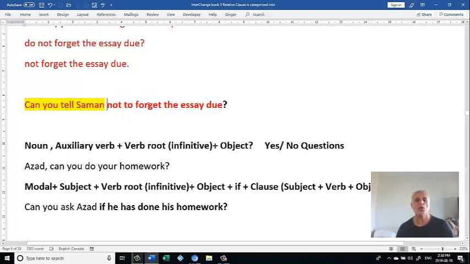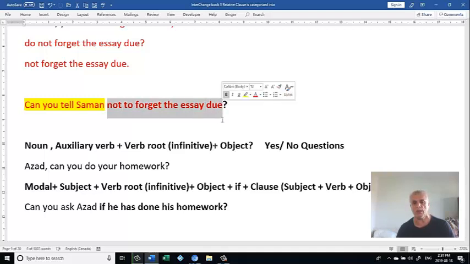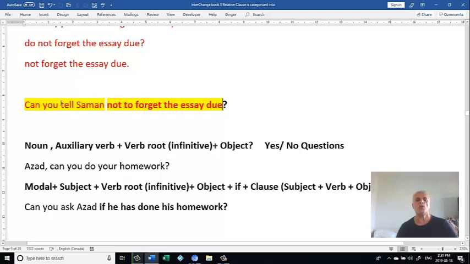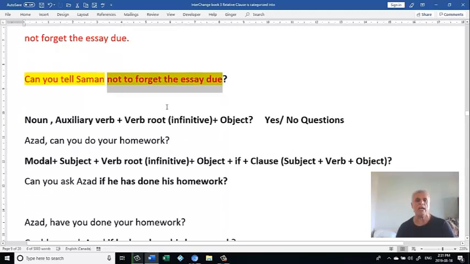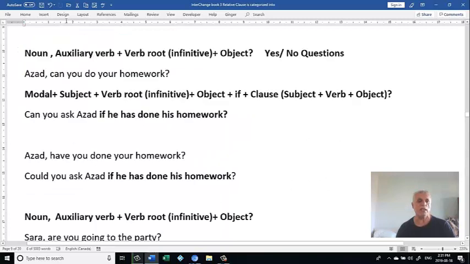Then the second part: not to forget the essay, do. Okay? Then we have two sentences. This is what we call a clause, because I have a subject, then I have a verb, then I have the object. But if we look here, this is a phrase, because I don't have the subject and I don't have the verb. It's only a group of words, we call it a phrase, okay? That's what we call imperative.